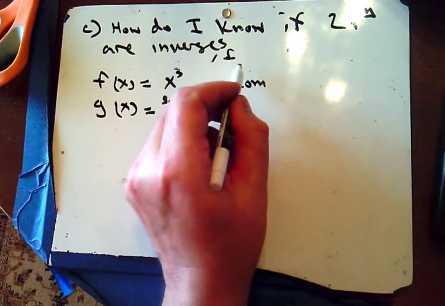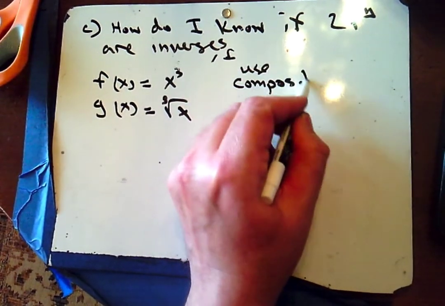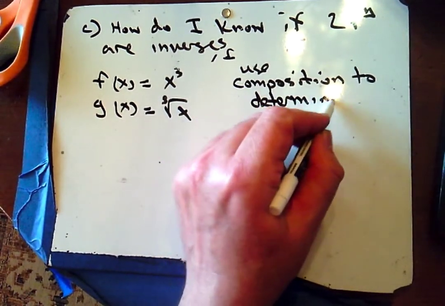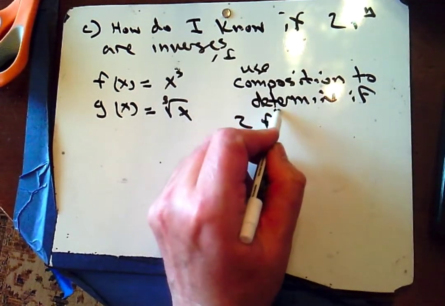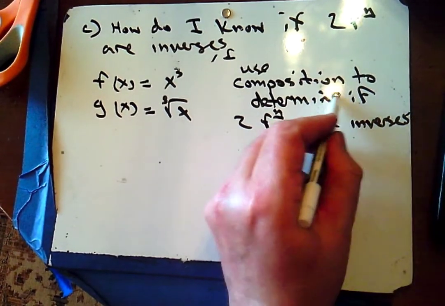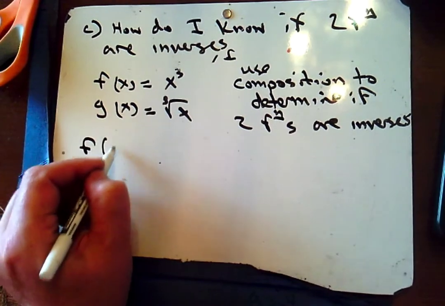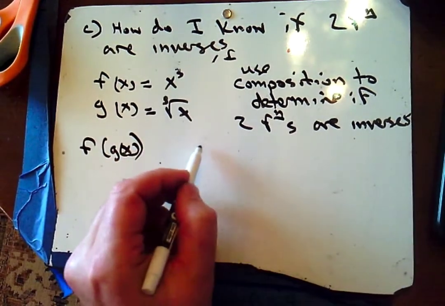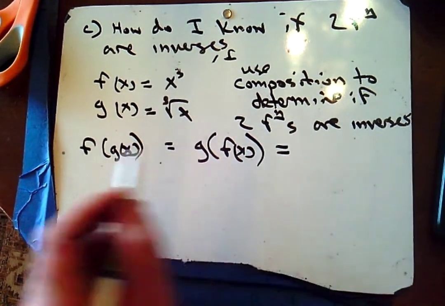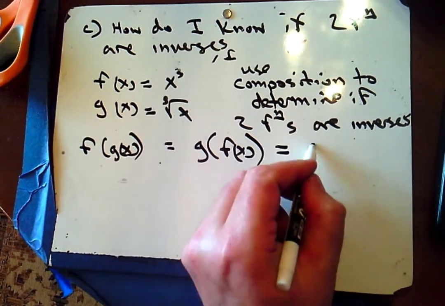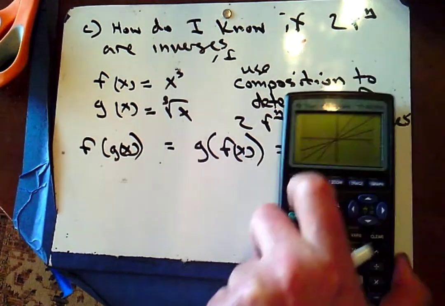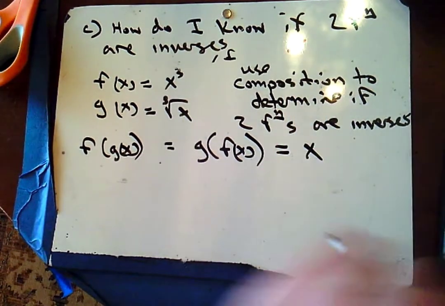It's composition. Use composition to determine if two functions are inverses. And what does that mean? Well, it means that I want to find f of g of x, but I also need to find g of f of x, and furthermore, that this composition and this composition should equal x. When I do the composition, I should get y equals x. Hey, there's y equals x now. All right, so let's try the composition.